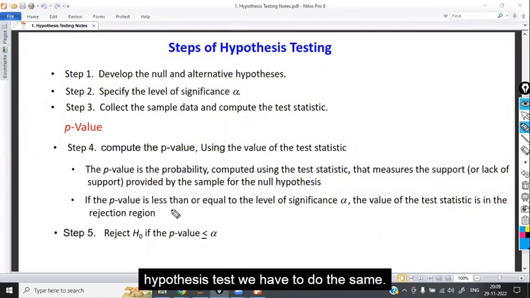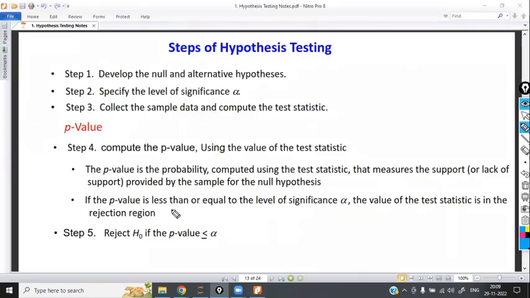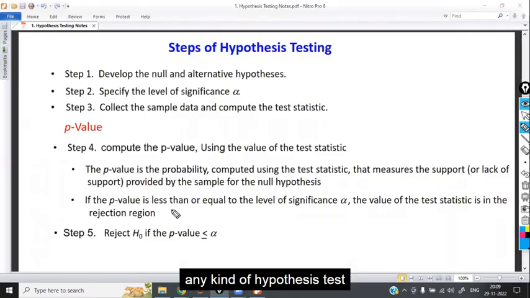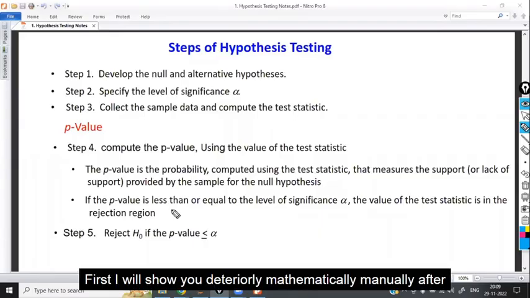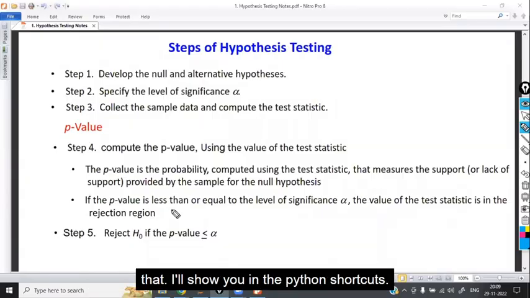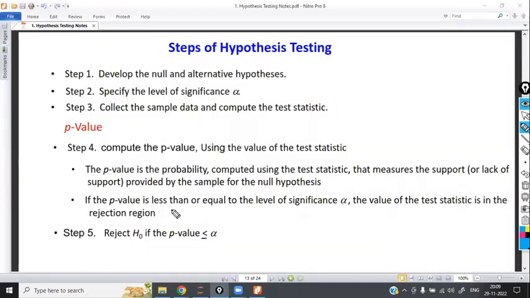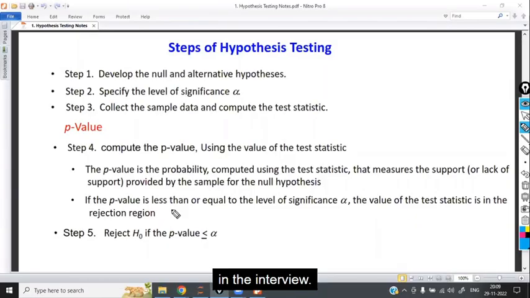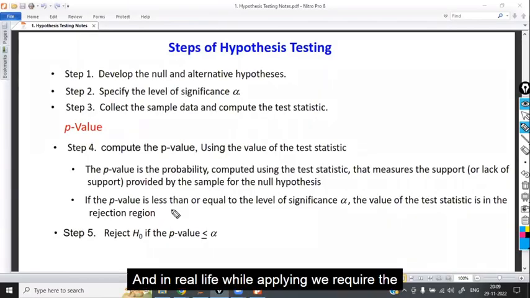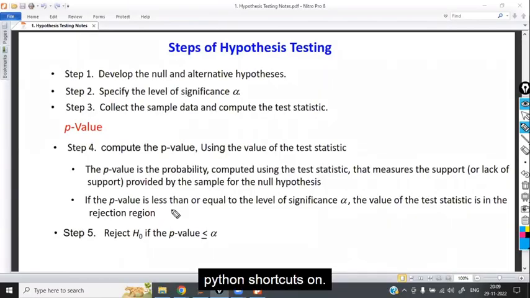For any hypothesis test, any kind of hypothesis test, we have to do the same. First, I will show you in detail, mathematically, manually. After that, I will show you the Python shortcuts. This detail will be useful for the certification exams and in the interview. And in real life, while applying, we require only the Python shortcuts.